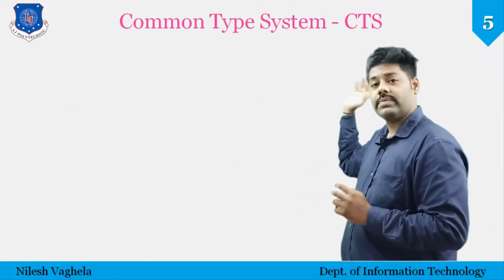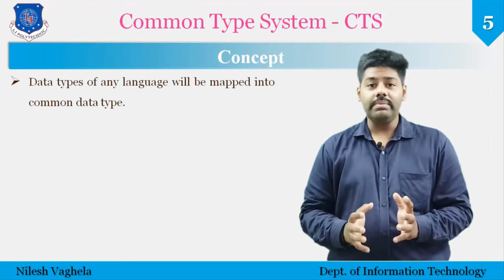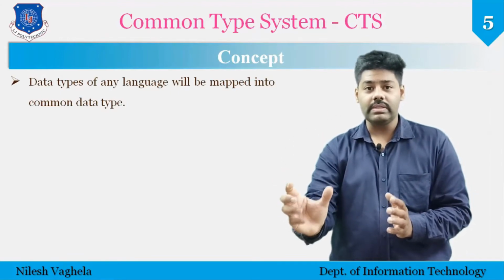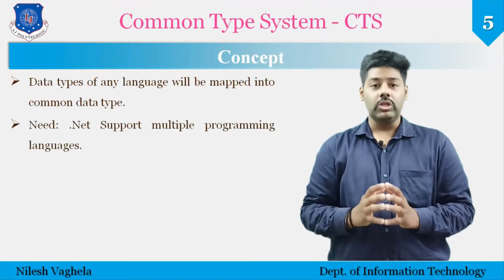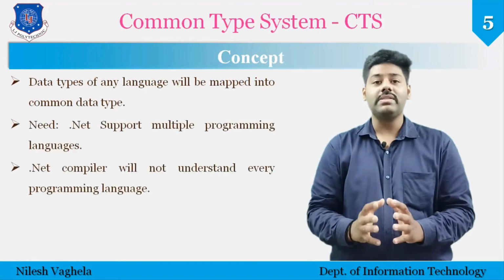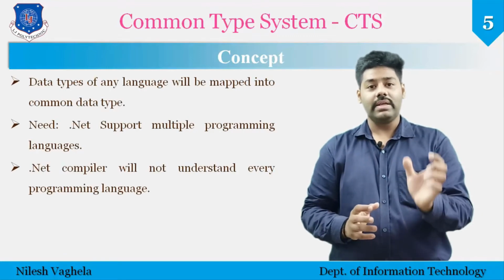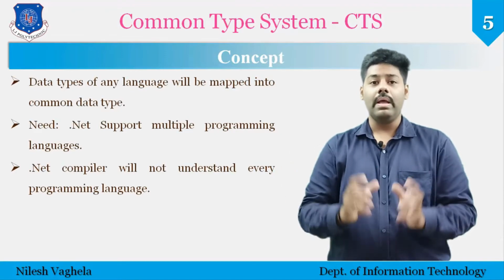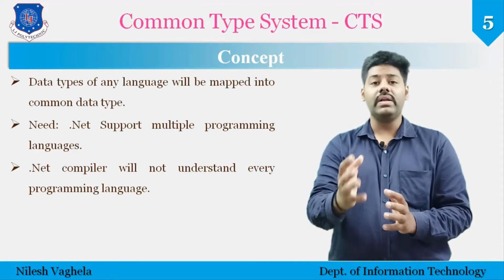Now we will move to our second concept, the Common Type System, CTS. As the name suggests, data types of any particular system will be mapped into one common data type. Now what is the need of CTS? As we know, .NET supports multiple programming languages. Programming language X has some data type. The same data type in programming language Y is also available, but declaring and writing it is different. So how will the .NET engine or compiler understand?